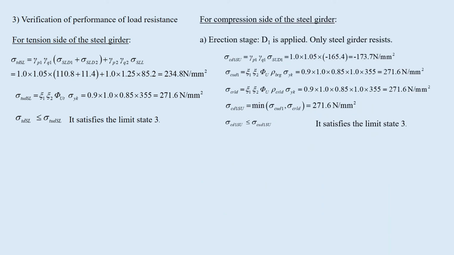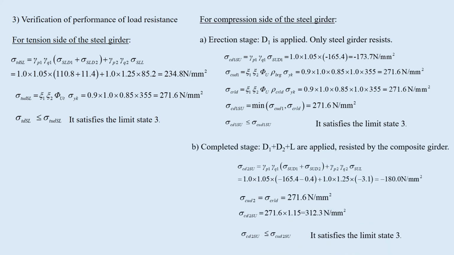For the compression side of the steel girder, first the erection stage is checked. The pre-composite dead load is applied and only the steel girder resists. The limit value should include the effects of lateral and plate buckling. In addition, the completed stage is checked. D1, D2, and L are applied, which were resisted by the composite girder. It satisfies the limit state 3.